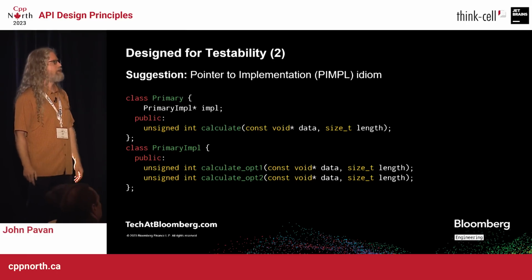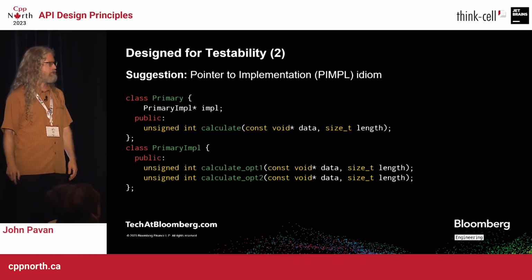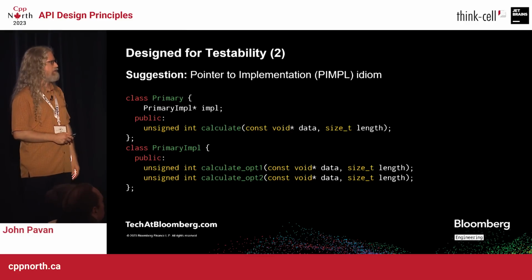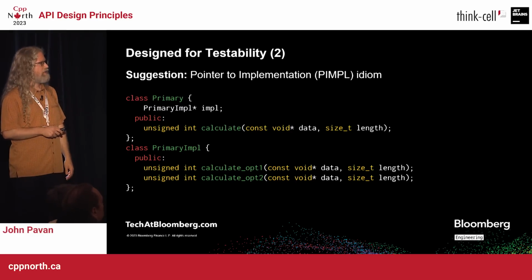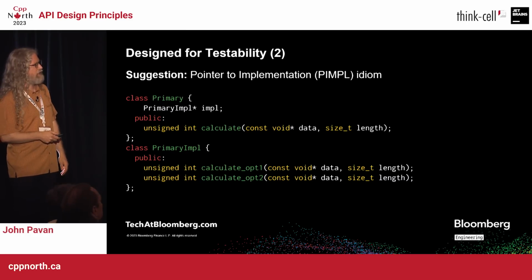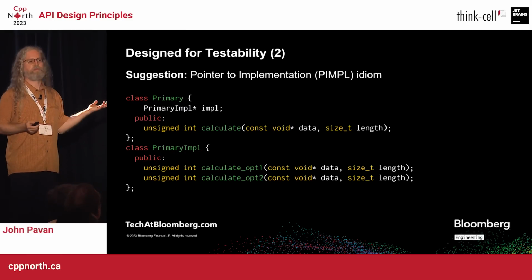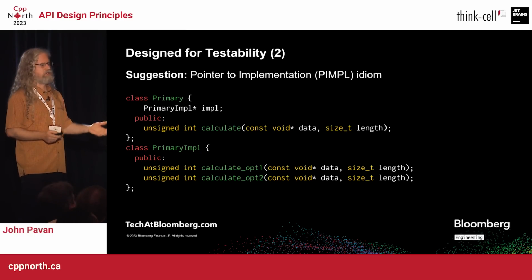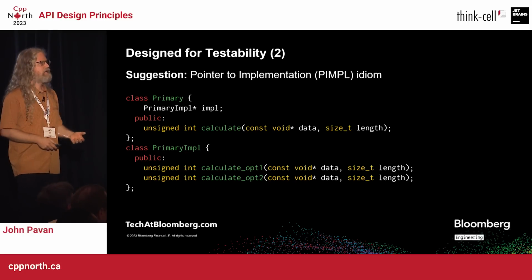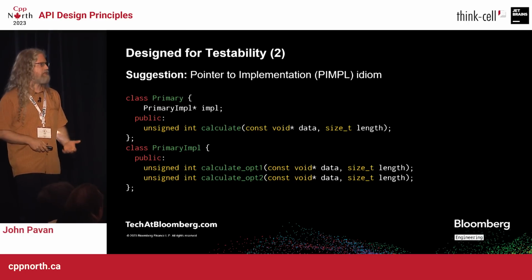A suggestion for how you might want to do this is to use the pointer to implementation idiom. So we have a primary class, and then you have a primary implementation, which is private inside the primary class. You may have a function that is called calculate, which does something with some data. But the exact method of calculation is dependent on something. It could be the hardware that it's running on, whether or not there's a GPU. Maybe if the data is larger than a certain size, a different algorithm is better. But there may be more than one way to do these calculations.